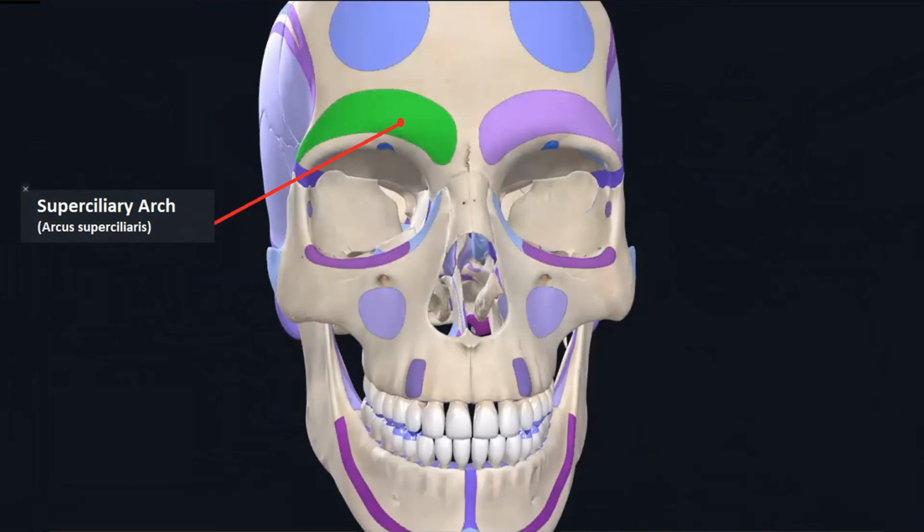At the end, we have supraciliary arches. These are smooth elevated curved structures at the squamous part of the frontal bone. They lie at the superior aspect of the supraorbital margin and inferior to the frontal eminence.